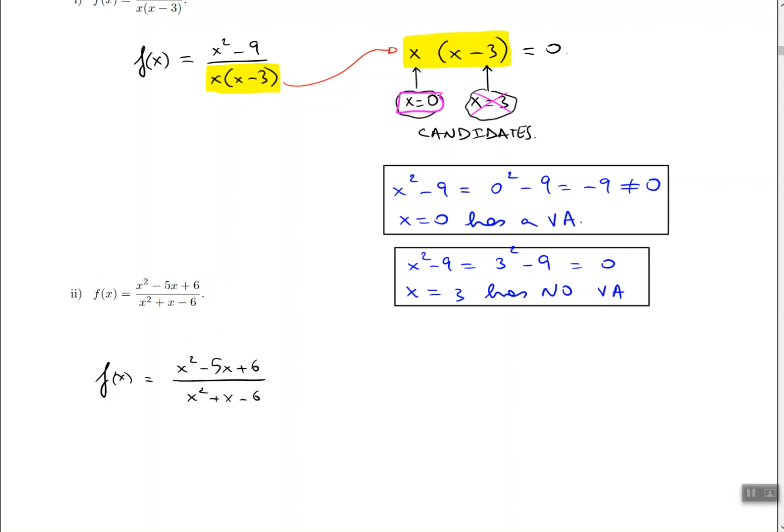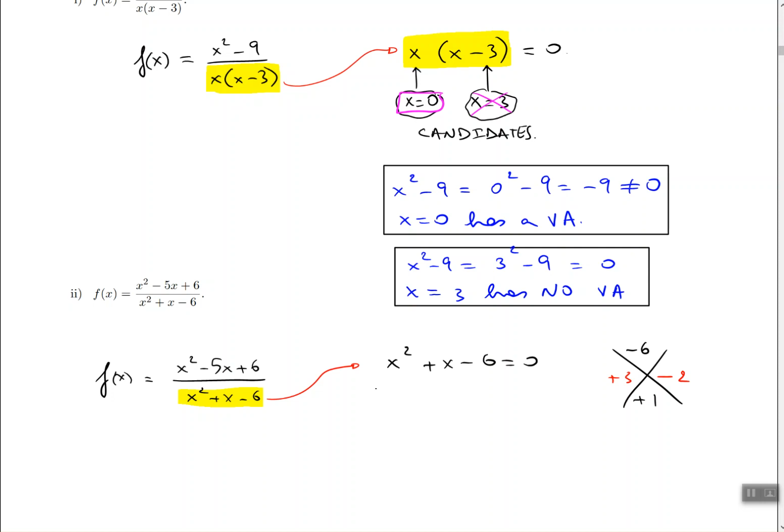Okay, for this one, we're going to grab the denominator again. The denominator is x squared plus x minus 6, and we're going to investigate what makes it 0. To do that, we need to factor. I'm looking for 2 numbers that multiply to negative 6 but add to 1. Let's see, I need a positive 3 and a negative 2 for it to work. When you multiply them, you get negative 6. When you add them, you get 1. So yes, it's going to work.